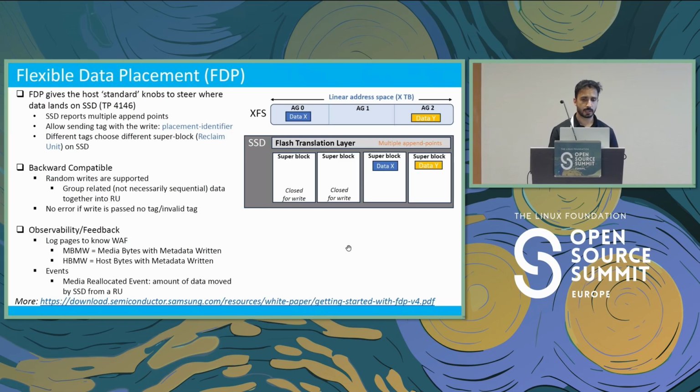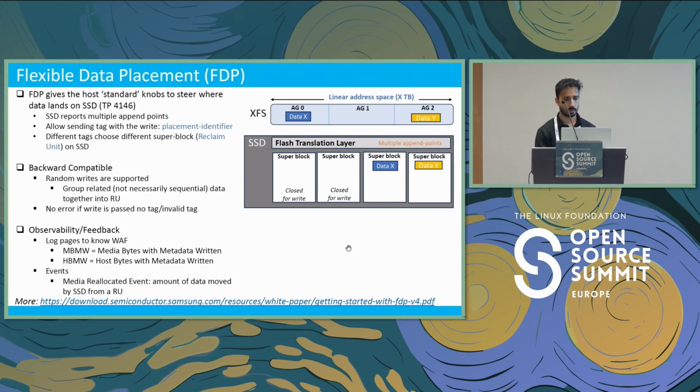This whole thing is backward compatible. When I say backward compatible, this means that there is no rule that you have to write sequentially. You can write randomly, but you have to pass the same tag. If you want to group the data together, you say that the data tag is the same.